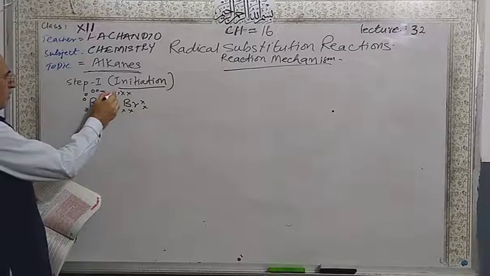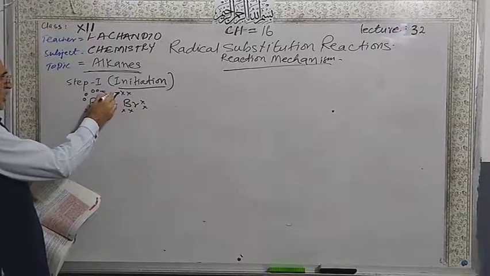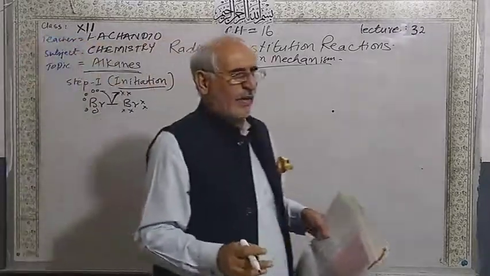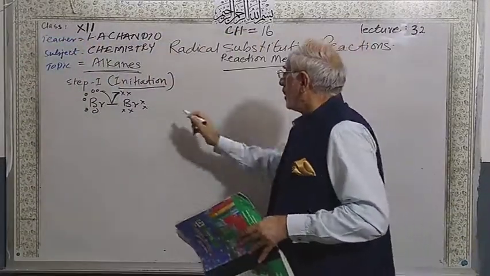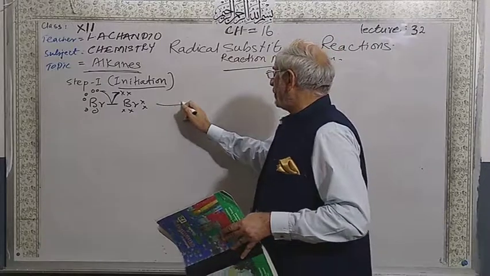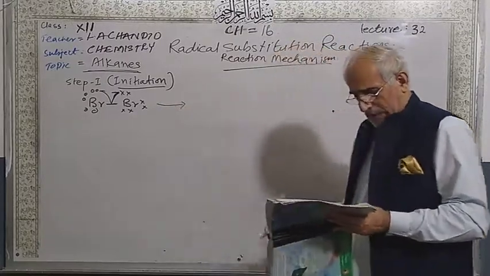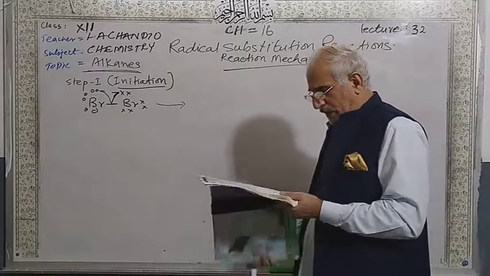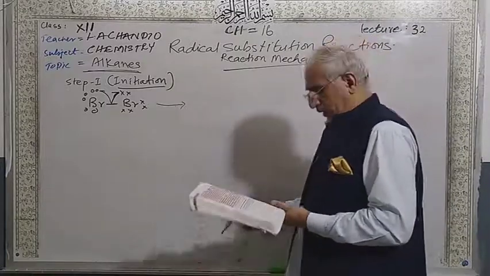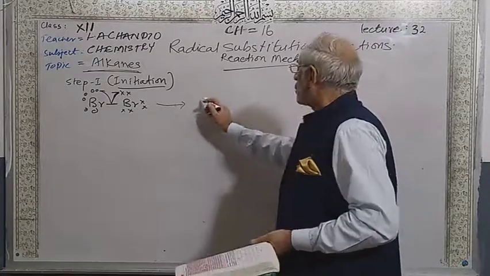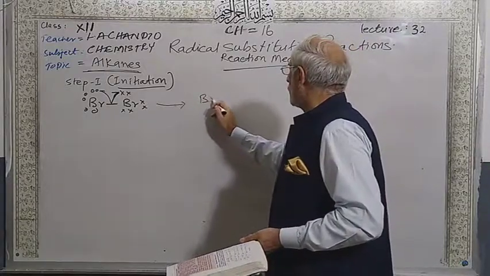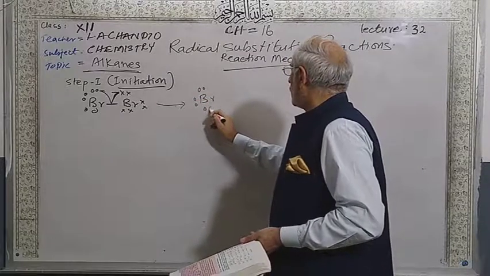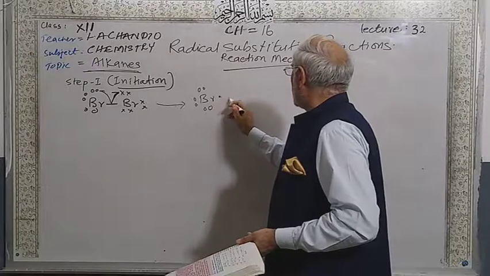It starts to break. Dissociation of the bond, with a curly arrow showing the shifting of one electron only. So this is the initiation, and we need ultraviolet light for this to break the bond between bromine and bromine. So here, a bromine free radical.